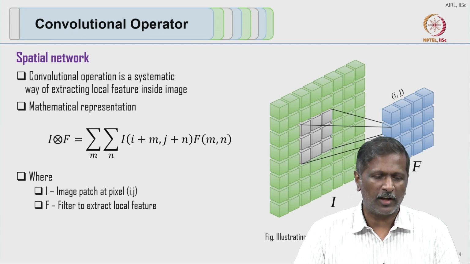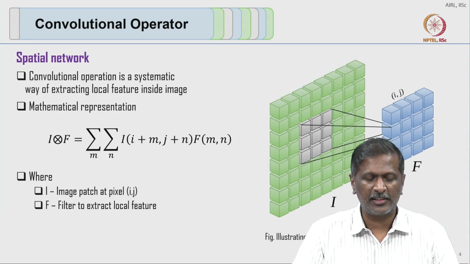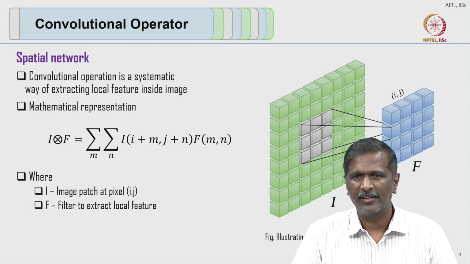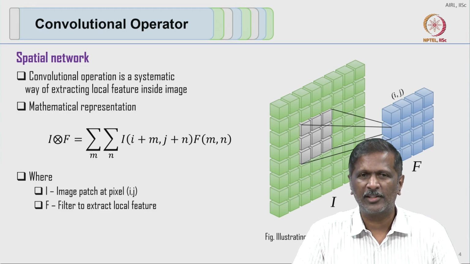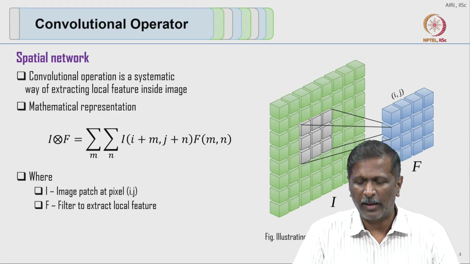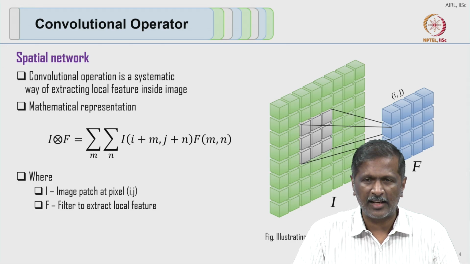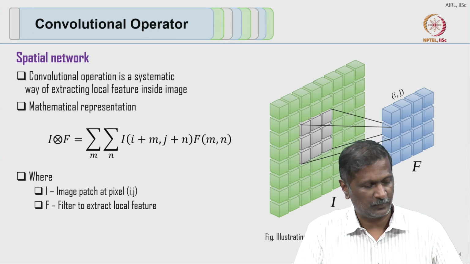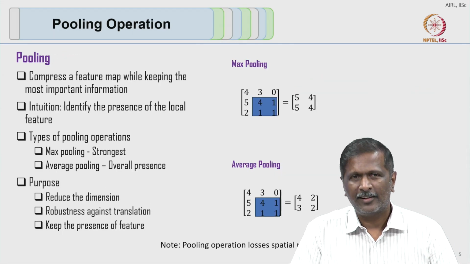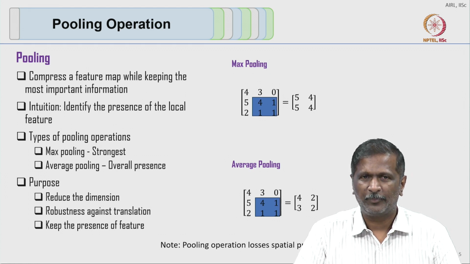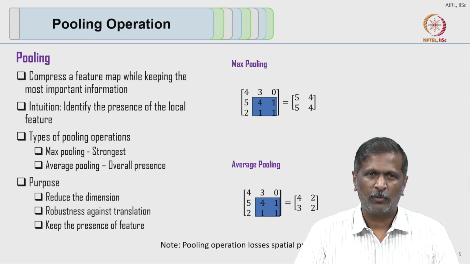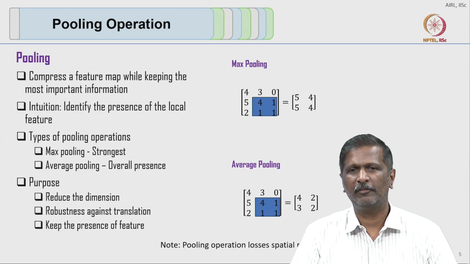Now, the spatial network, we talked about it, right? Convolution operation is a systematic way of extracting local features inside the image. We talked about this in the previous lecture. There is an image I, there is a filter, and a small patch where the filter is applied to extract information, right? We talked about the pooling operation too. There are different types of pooling: max pooling, average pooling. What does pooling do? It compresses the feature map while keeping the most important information.